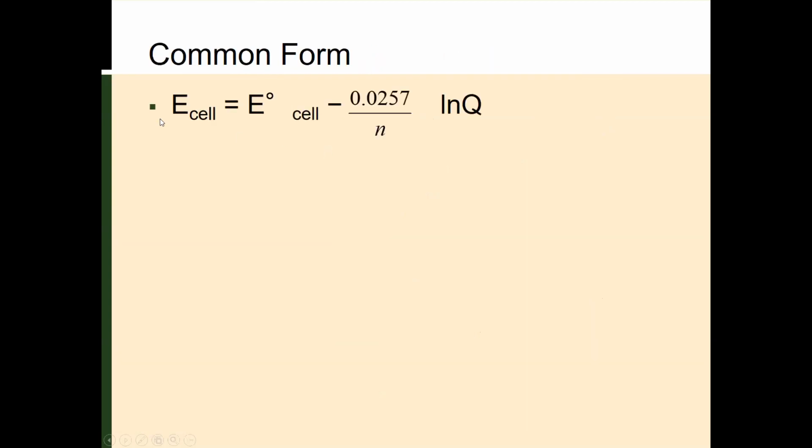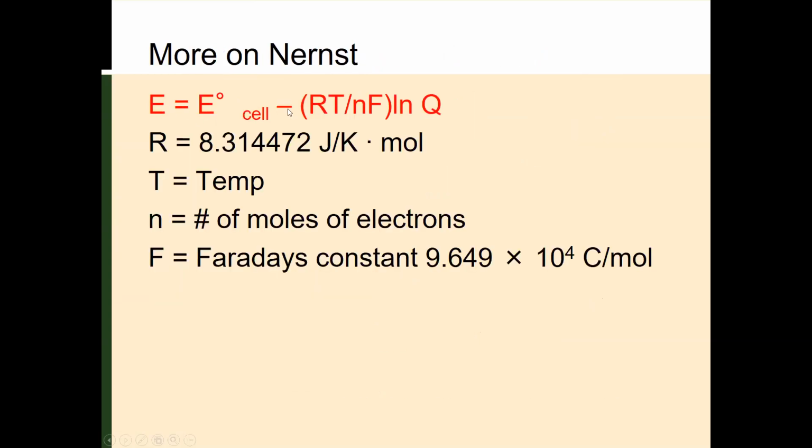Okay, now the common form is to take this and put in our R, take T at 298 Kelvin. n is still our number of electrons, which can vary quite often, but Faraday's a constant. So I have a constant here.